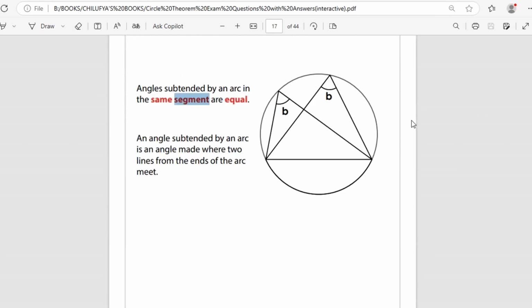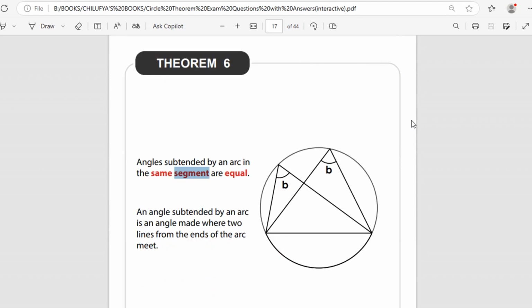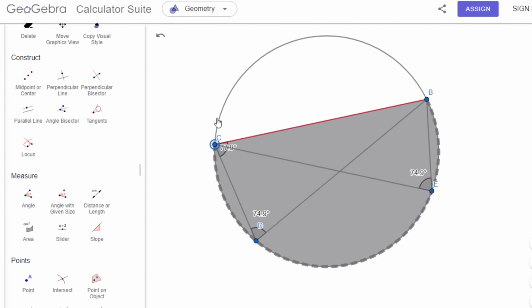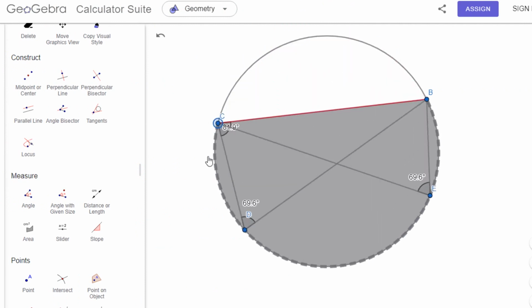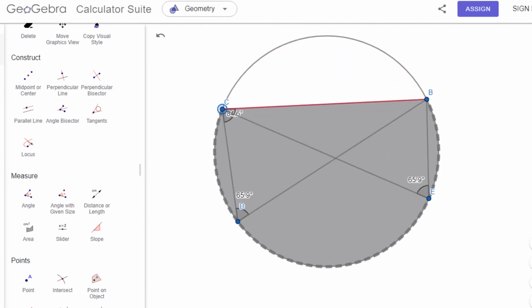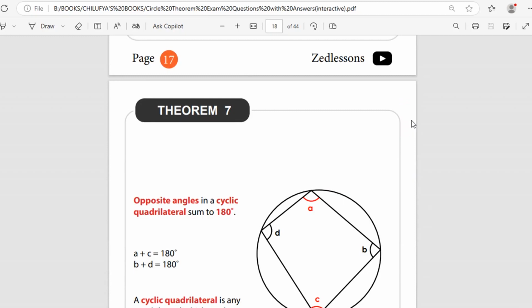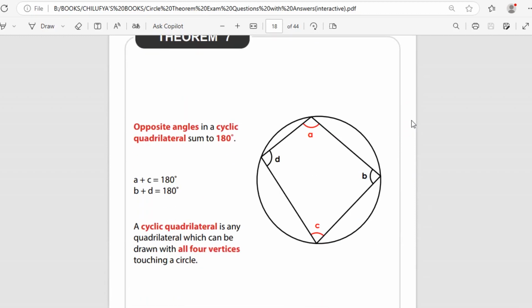In the previous video, we looked at this theorem, which was Theorem 6. You can check out the previous video and you'll be able to learn so much from there. We covered very important stuff. For today's video, we are going to look at Theorem 7, which talks about the cyclic quadrilateral.